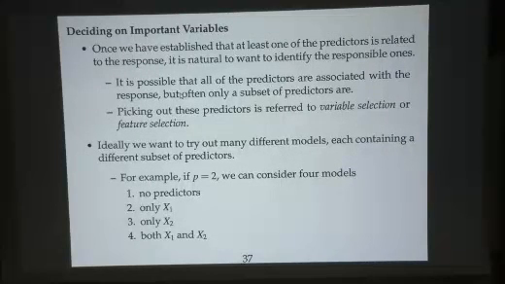This problem of picking out the predictors which are important is called variable selection or feature selection. Ideally, we'd like to try out different models. Suppose p is 2, then we consider 4 models. The first model has no predictors. In the second model, there is only x1. In the third model, there is x2, and the fourth model is x1 and x2. We compare their RSS, and then we say which model fits the best.